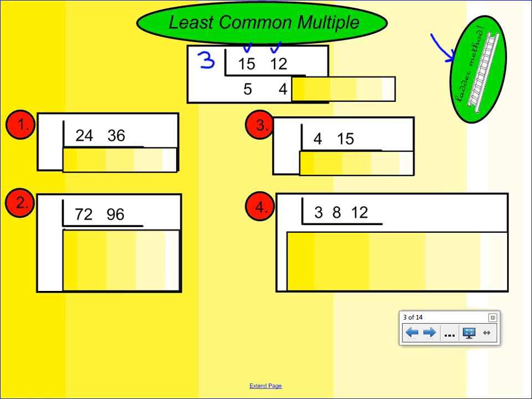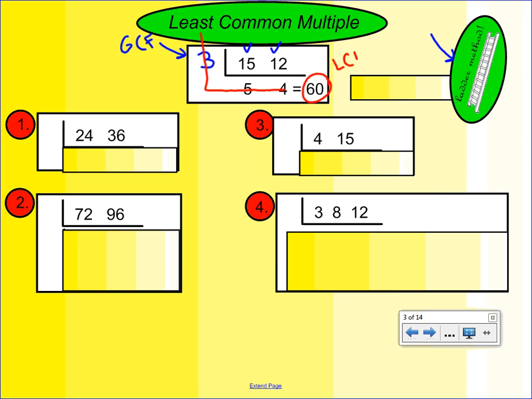Now, when we found the greatest common factor, we just multiplied all of the numbers on the left-hand side. So the greatest common factor of 15 and 12 would be 3. But to find the least common multiple, we're going to actually draw an L on the outside of our ladder for least common multiple. And you're going to multiply all the numbers on that L together. 3 times 5 is 15, and 15 times 4 is 60. So the least common multiple of 15 and 12 is 60.